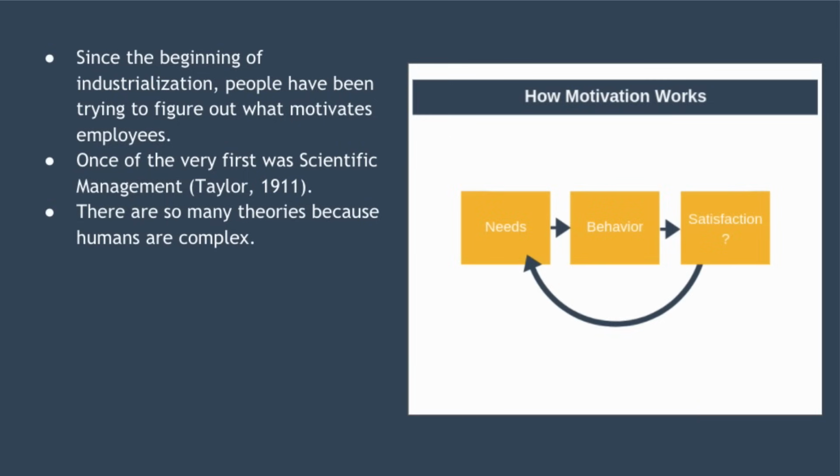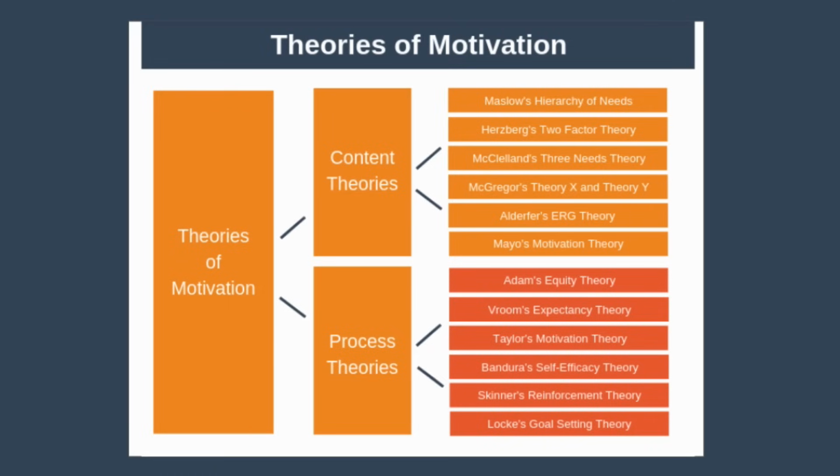So for example, if you were thirsty and your thirst is satisfied, you may develop a new need of hunger and trying to satisfy your hunger. Now, as we've already said, there are many different theories of motivation. However, they can be categorized into two groups: content theories and process theories.